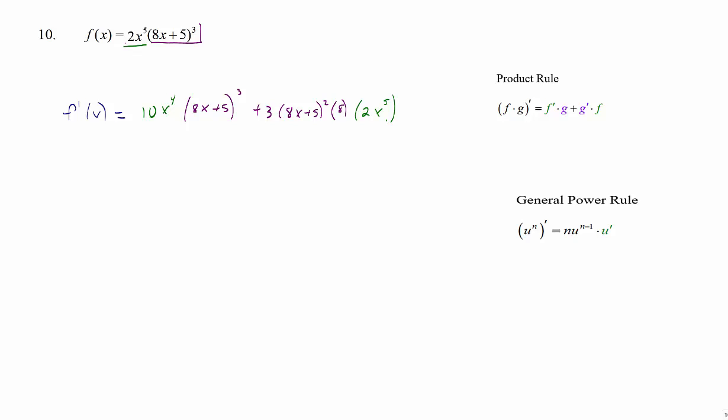All right, and there's my answer, not simplified. Just a note about simplifying something like this: you'd want to clean up your coefficients on the second part first, like the 3, the 8, the 2x to the 5th. And then you would look for common factors to take out, and one of your common factors would be the quantity (8x + 5) squared. So it gets a little messy, but again, we're going to leave it as is.